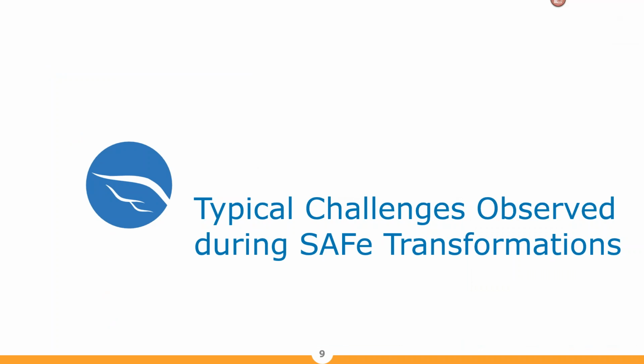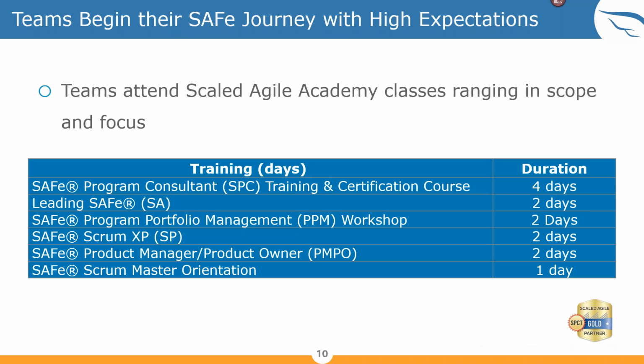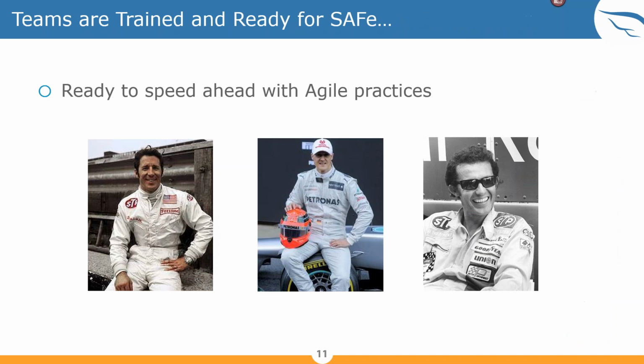So, typical challenges that we observe when we're doing these SAFe transformations. Teams will begin their SAFe journey with really high expectations. So Scaled Agile Academy offers a range of courses in scope, and you see some of them listed there, ranging from 4 days down to 1 day. And you'll have teams go off to do this training and learn about the Scaled Agile Framework within the context of their role, and come back ready to speed ahead in Agile practices here.